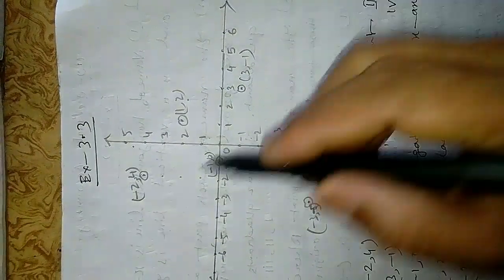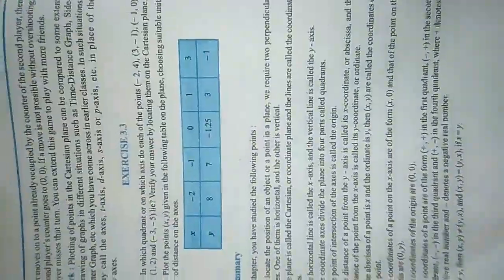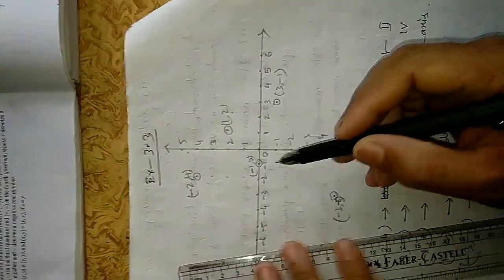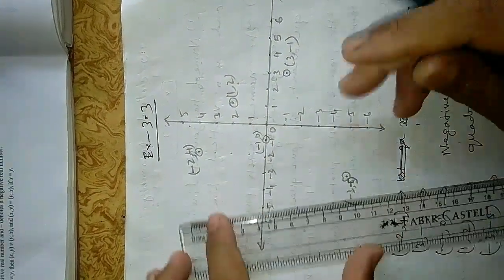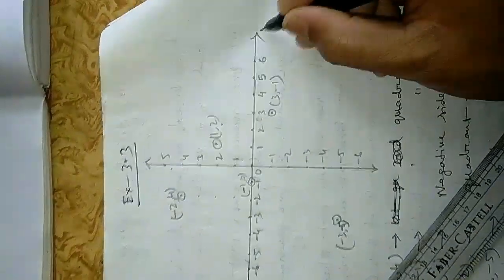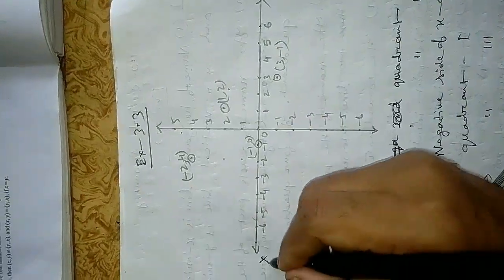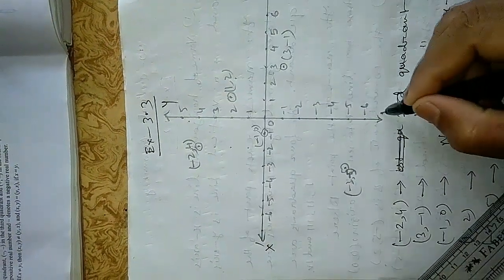Now how to plot? You observe this one. First point is what? -2, 4. So -2, left side. Then perpendicularly you go upper side. First you draw the Cartesian plane: x dash, O, x and y dash, O, y.